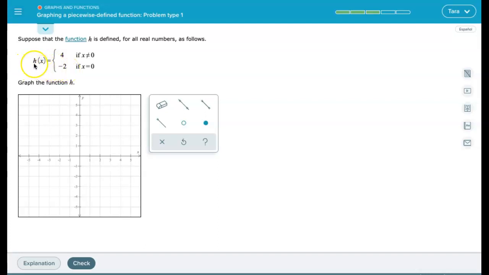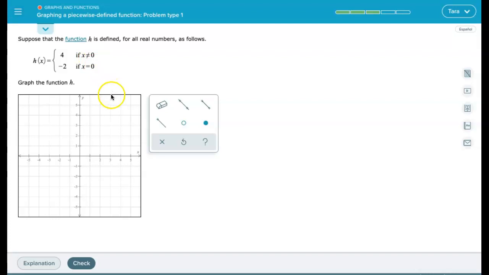And if you think about the function y equals 4, it would just be a horizontal line, the horizontal line here where y equals 4. And so basically we want to graph that entire line, y equals 4, except we don't want it to be graphed when x is equal to 0. So this is basically saying I want y to equal 4 everywhere except at x equals 0.